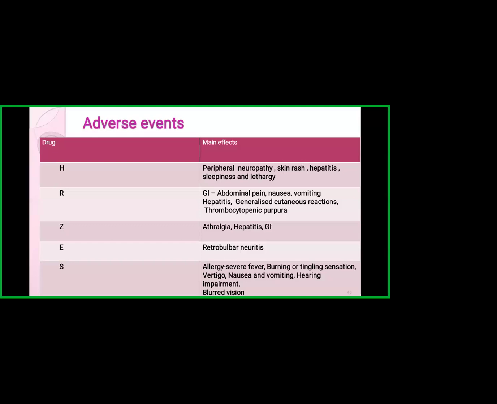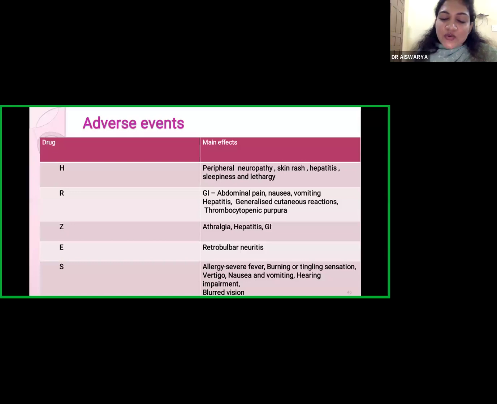Okay. So rifampicin can present with generalized cutaneous reactions and thrombocytopenic purpura. Pyrazinamide, we'll usually see some TB patients known to have hyperuricemia. This is due to the pyrazinamide-induced arthralgia. So once we stop the medicine, the hyperuricemia gets better.